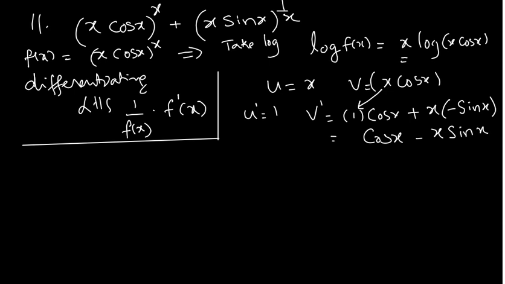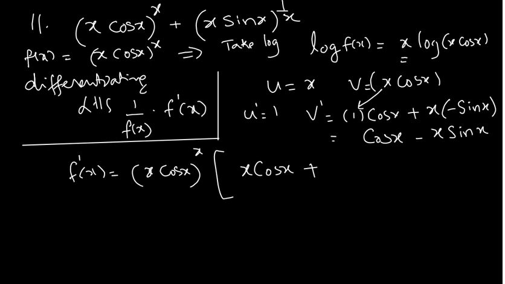Therefore, we are in f of x, right? So f dash x equal to f of x, which is nothing but x cos x to the power of x, multiplied by u dash v plus u v dash. u dash v, that is x cos x, plus u v dash, x cos x minus x squared sin x. Okay, so this is that last step, what we have to take it to the next page.